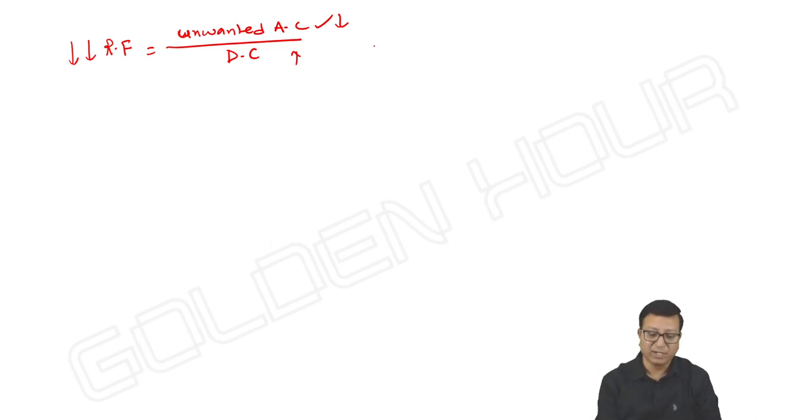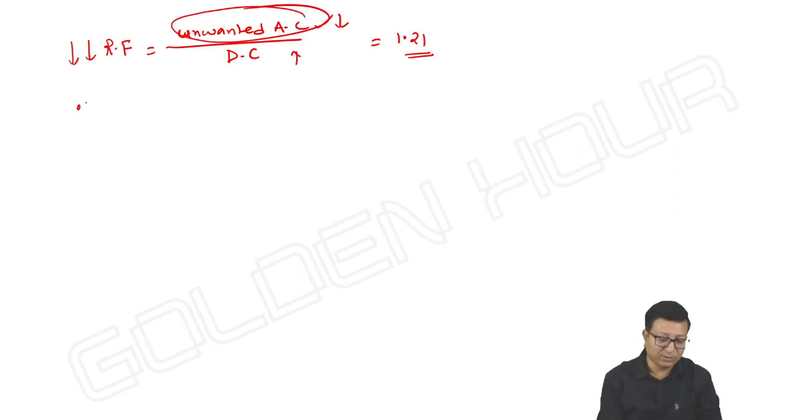In the half wave rectifier, how much is the ripple factor? It is 1.21, which is extremely high. Why is it happening so? Because of the presence of this unwanted AC. So this is one drawback.